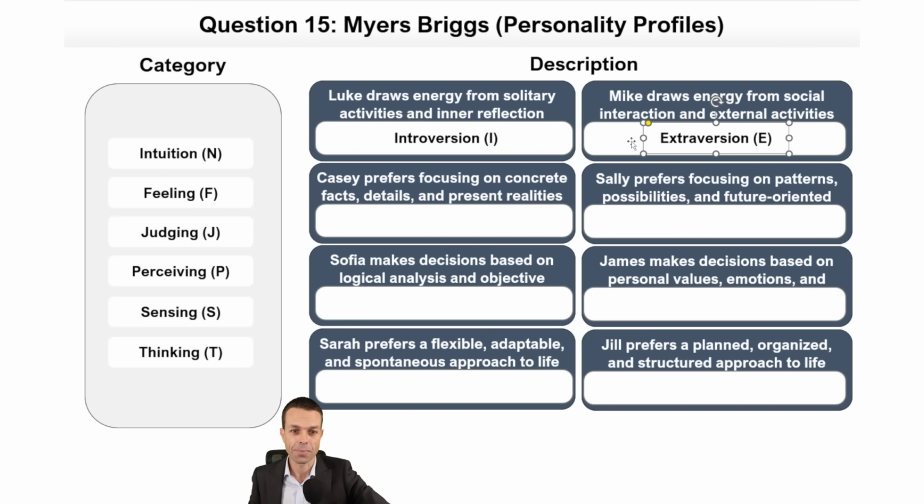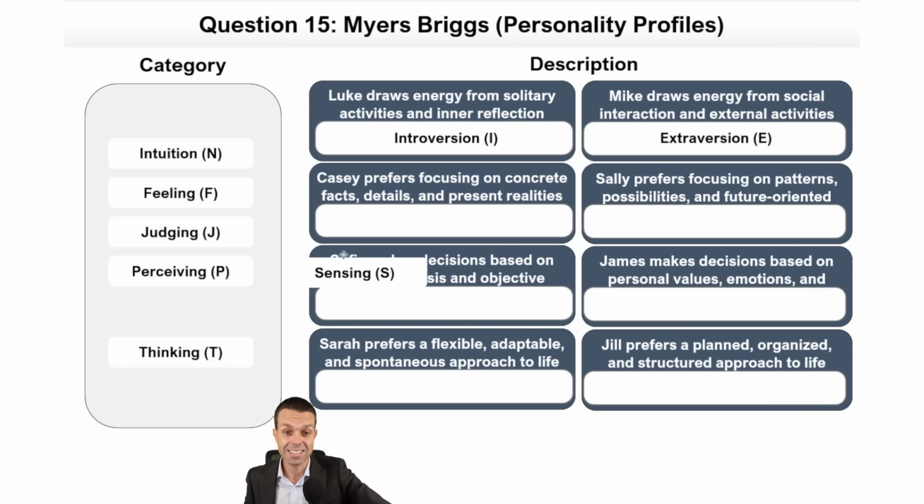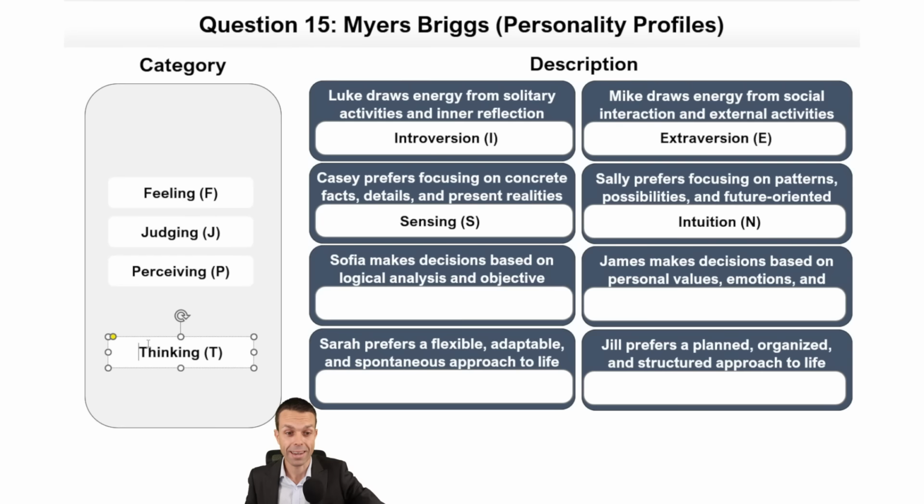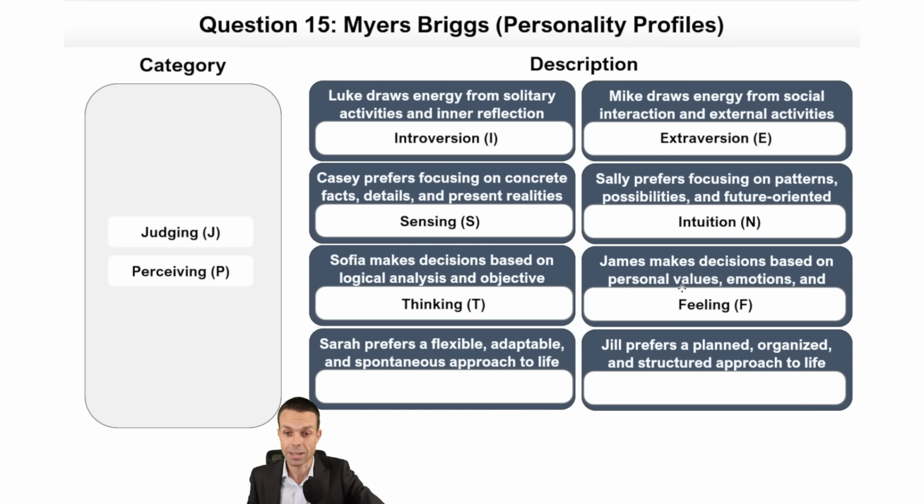So we're outgoing. But if we prefer focusing on concrete facts, details, and present realities, we are using our senses because we're sensing those current facts and realities. But if we have patterns, possibilities, and all sorts of ideas, we are using our intuition out there. Now, if we make logical analysis and lots of thinking, we're doing lots of analysis. That is our thinking, or T.